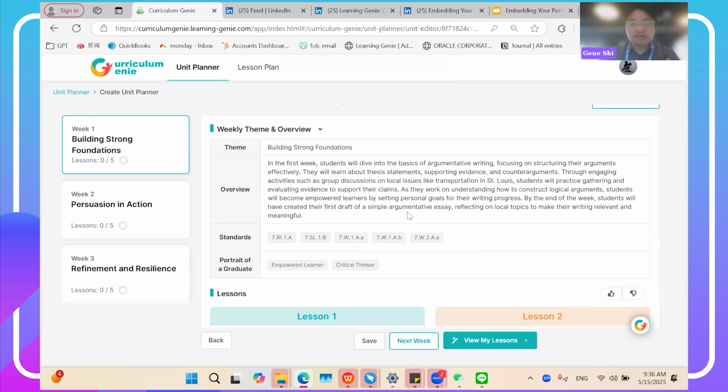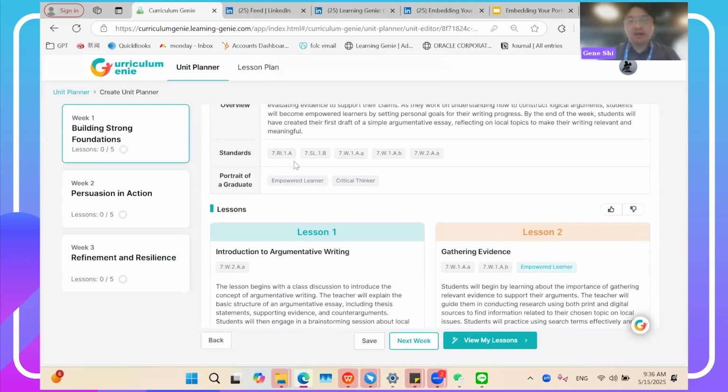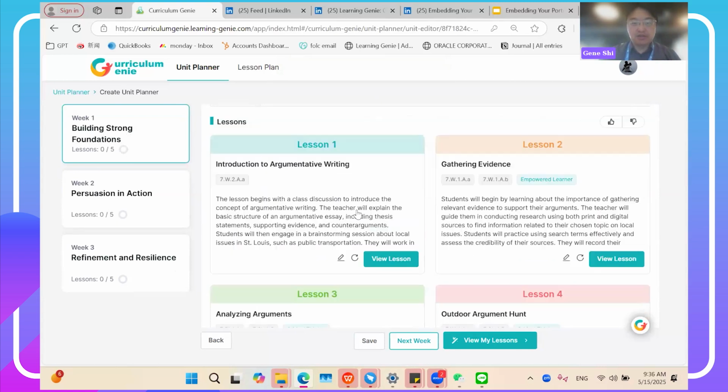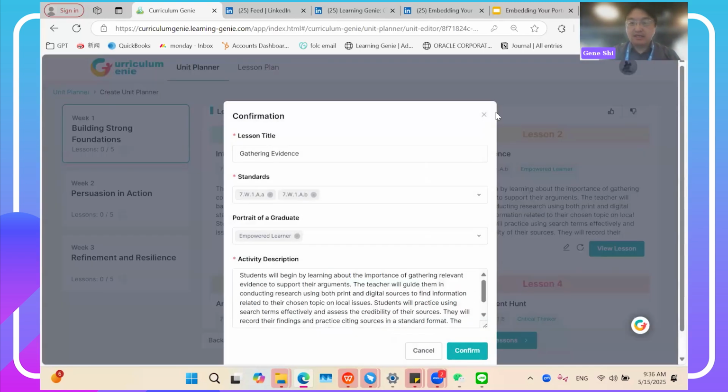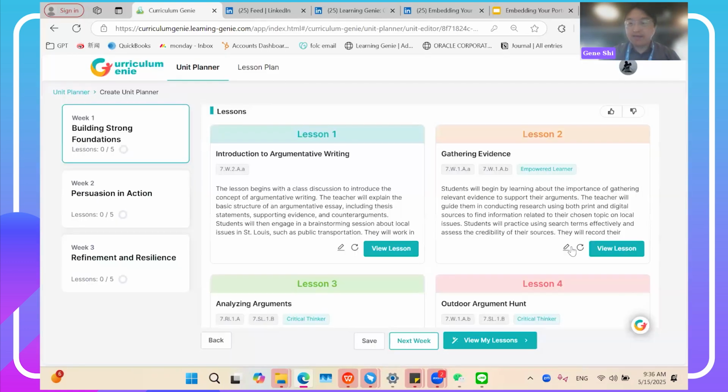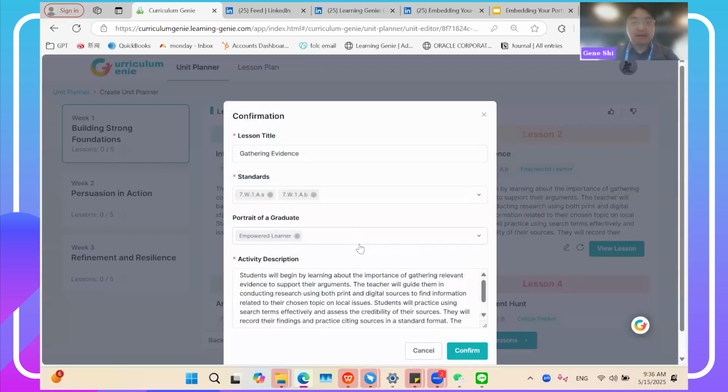So basically, this is the first week, and we have the ELA standards and the 2 Portrait of Graduate competencies. But here you can see we can always update. For example, the second lesson is about gathering evidence. I'll use that as one example.